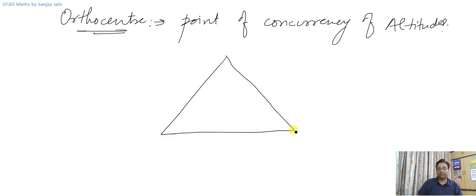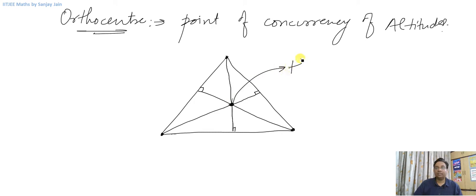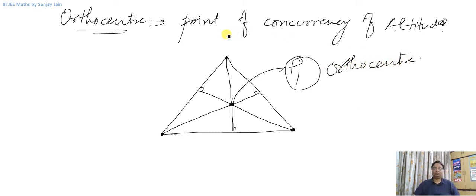okay, if I draw a perpendicular from this vertex to the opposite side, similarly if I draw a perpendicular from this vertex to the opposite side and they are meeting here, right, then the third altitude, if I draw from this vertex to the opposite side, will also pass through this point, and this point of concurrency is known as the orthocenter. Let me denote it by H. Okay, so this is the orthocenter. So it is the point of concurrency of altitudes.